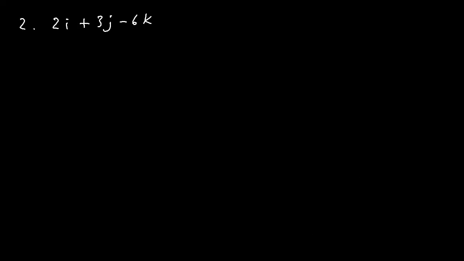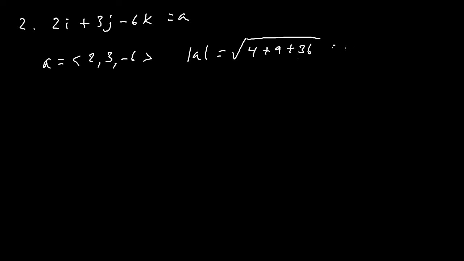So let's go ahead and find the direction cosines and direction angles for number 2, 2i plus 3j minus 6k. So first thing, let's turn that into component form. Let's name that vector A. We can rewrite it as 2 as the x component, 3 as the y component, and negative 6 as the z component. In order to find the magnitude of this vector, we take the square root of the x component squared, so 4, plus 9, which is 3 squared, and then plus negative 6 squared, or 36. So we get the square root of 49, and that will give us 7. So that is the magnitude of vector A.